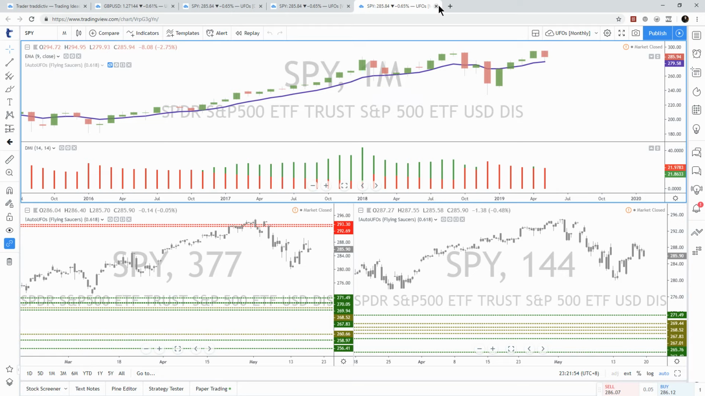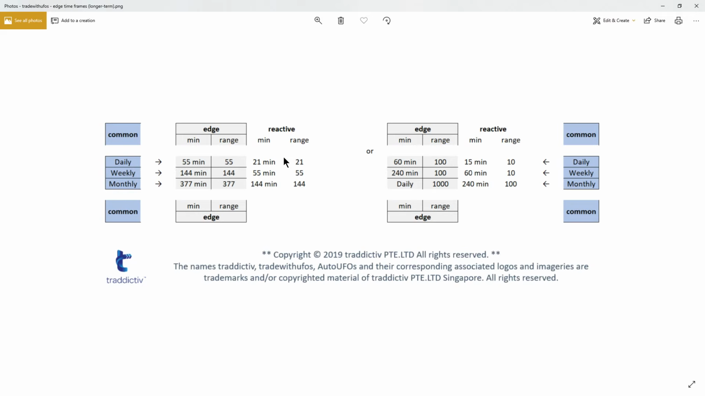And now what are you doing? You looked at the moving average, okay? You looked at the close before was above, and DMI told you strong uptrend. So what did you do? You waited for price to come to the average, and you bought, expecting the move to go up, right? And you did that by looking at the 377 time frame, based on the document I just showed before, okay? If your common time frame is monthly, you would use the 377-minute edge time frame, or the 377 range time frame, okay?